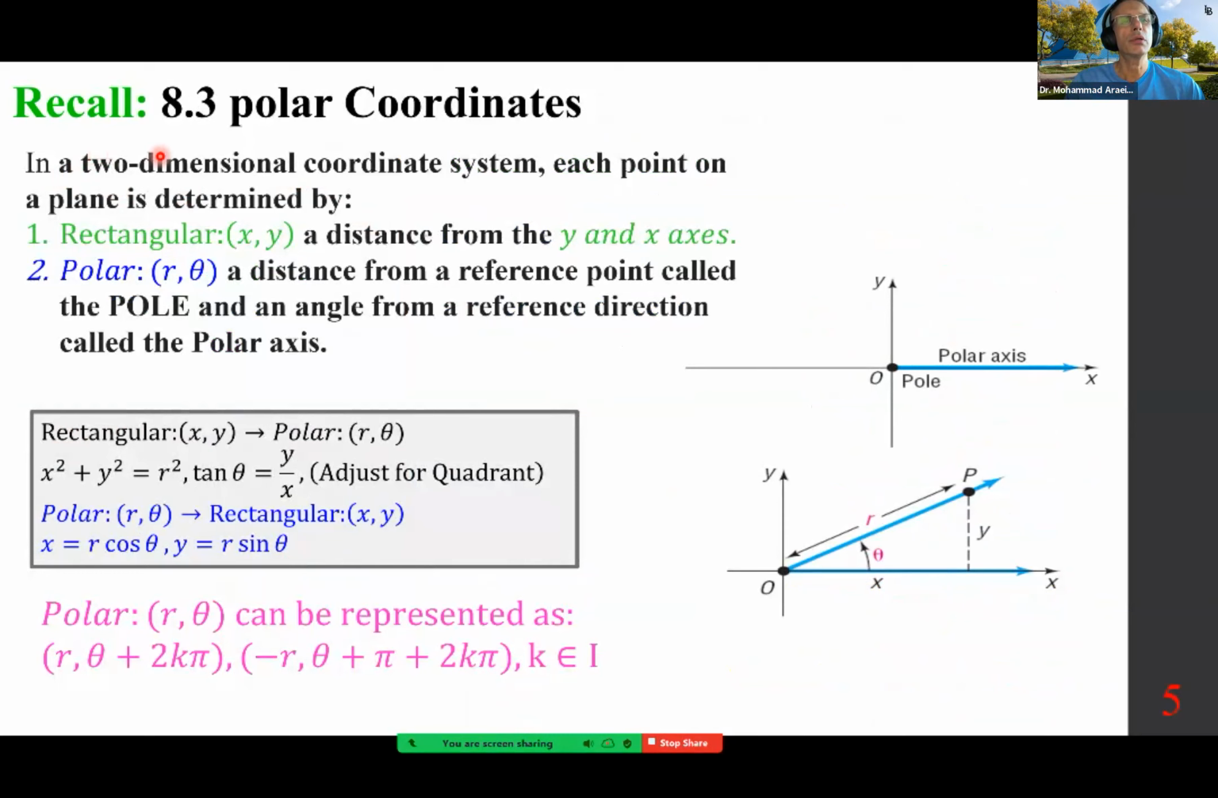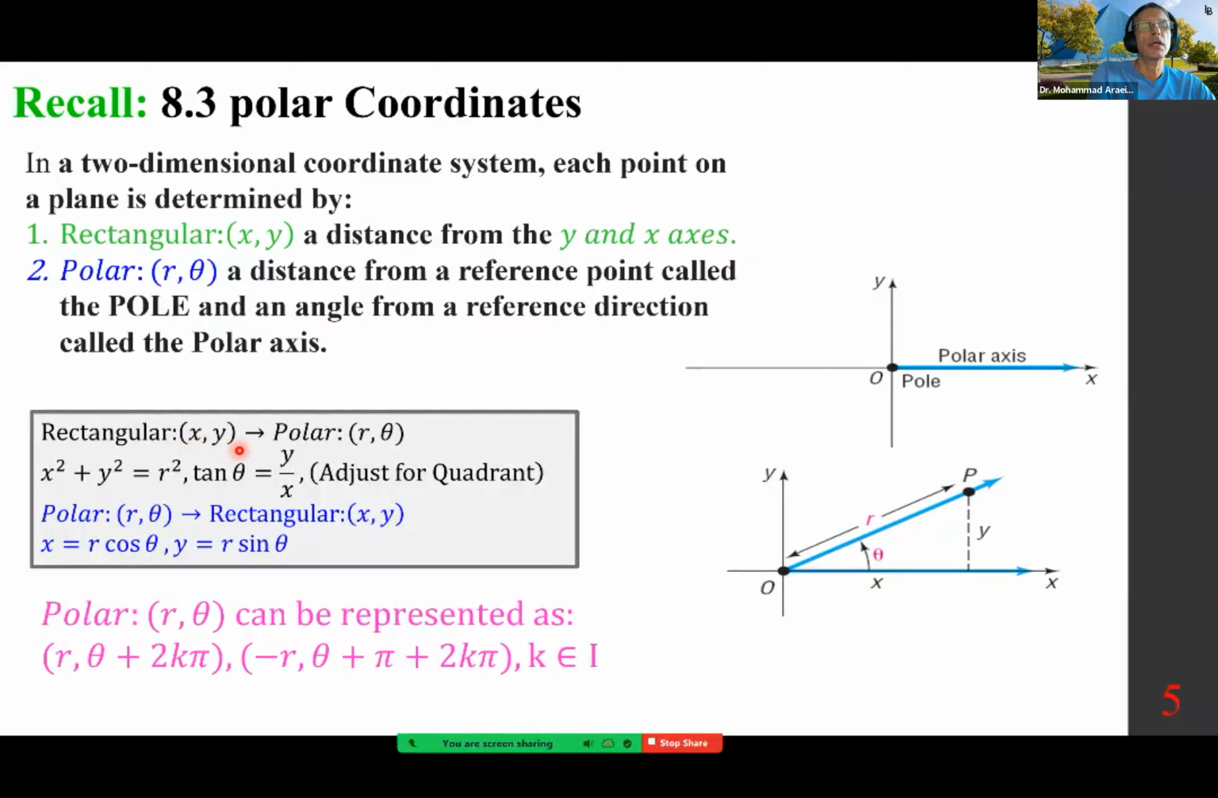We discussed the polar coordinates. Remember, a rectangular grid has a point with coordinates x comma y. Polar axis is the positive side of the x-axis, and here's the pole. And when that happens, a point has coordinates r comma theta. Now, r comma theta is not unique. So in the case of a rectangular, a distance from the y and x-axis, polar, a distance from a reference point called the pole, and the angle from a reference direction called the polar axis.